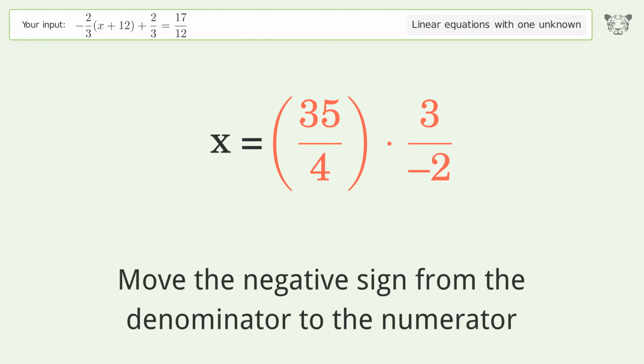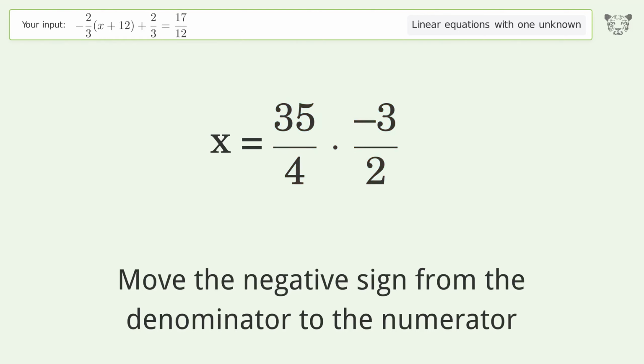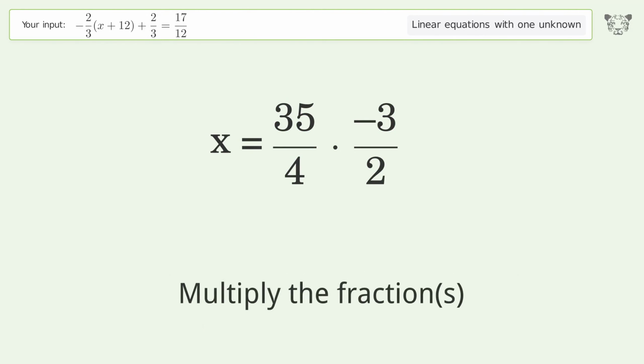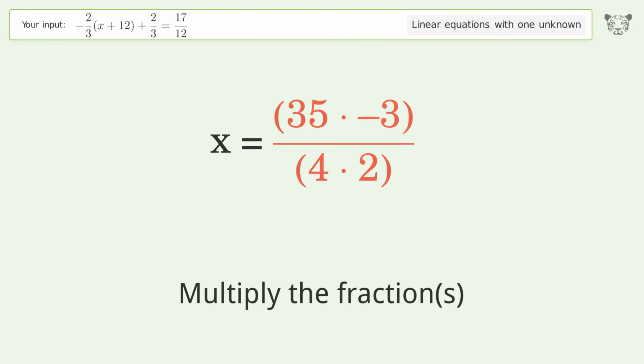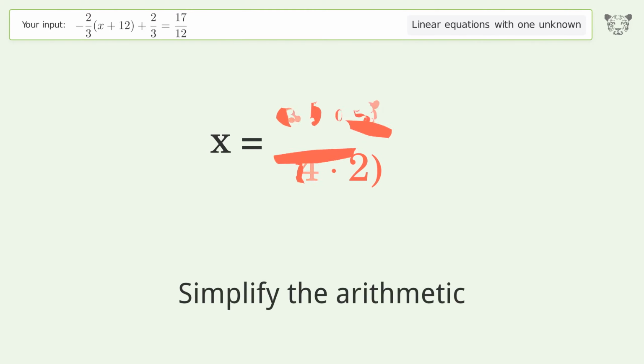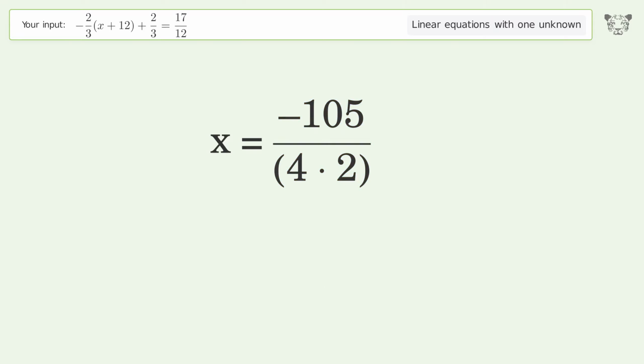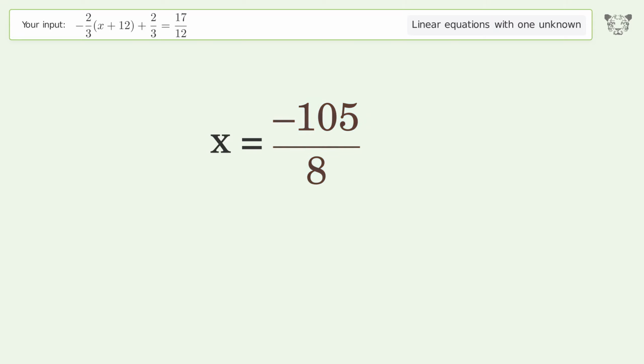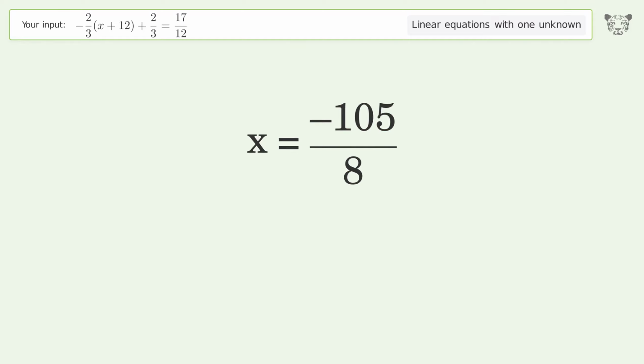Move the negative sign from the denominator to the numerator. Multiply the fractions. Simplify the arithmetic. And so the final result is x equals negative 105/8.